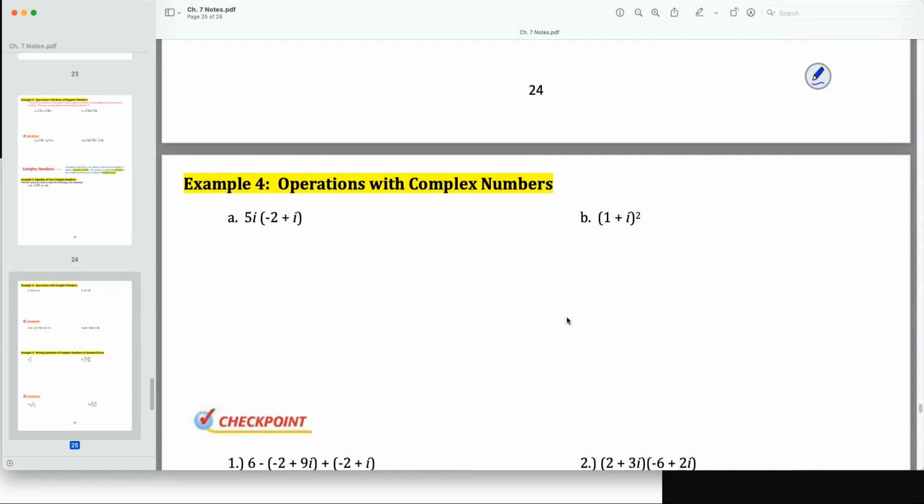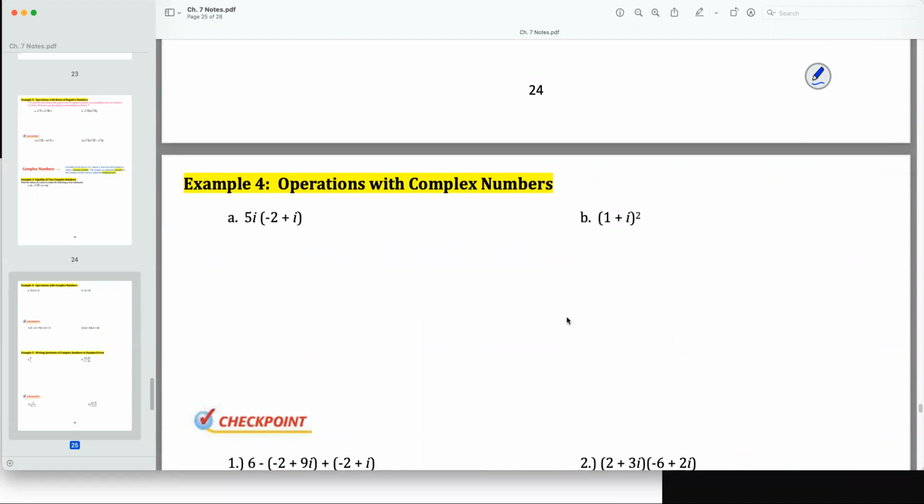All right, so for this example, the first thing that we're going to do is multiply it out, as long as everything is in imaginary number form. And just taking a look at the problem, I can already see there are no square roots of negative numbers, so we're good. We can start just using the operations.